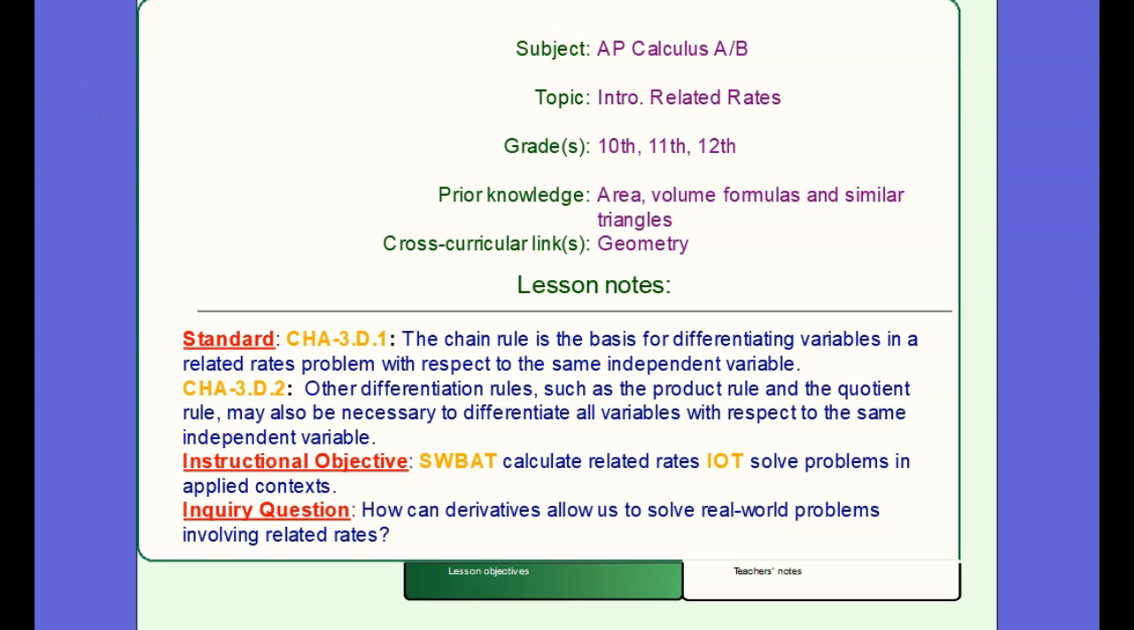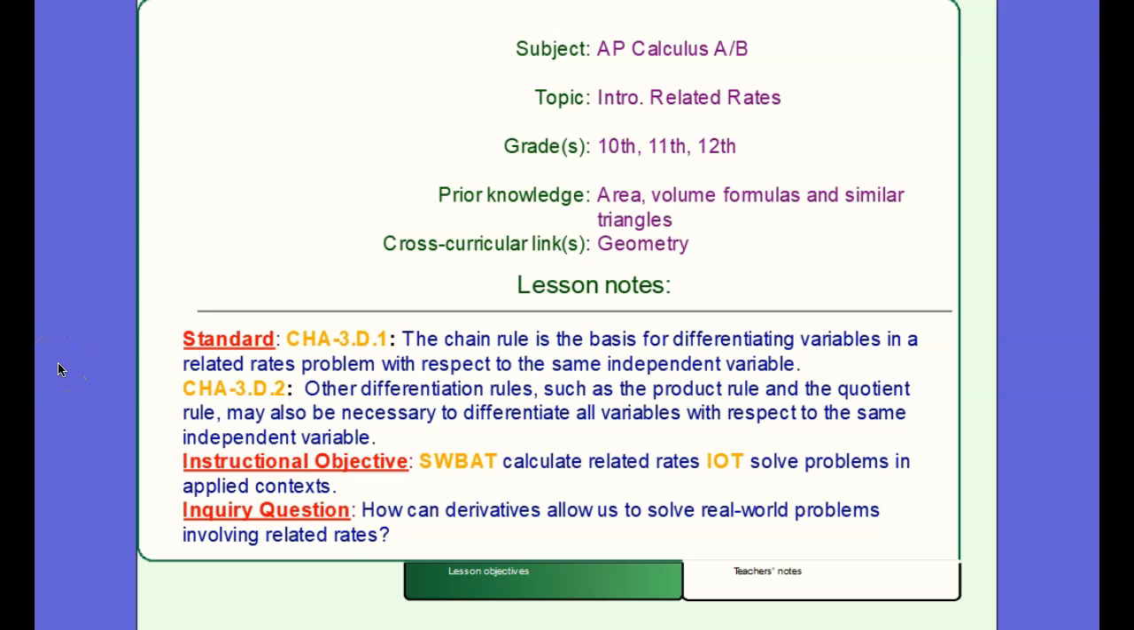CHA 3.D.1, the chain rule, is the basis for differentiating variables in related rates problems with respect to the same independent variable. CHA 3.D.2, other differentiation rules such as the product rule and the quotient rule may be necessary to differentiate all variables with respect to the same independent variable.